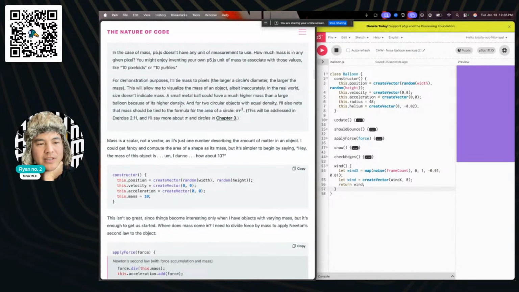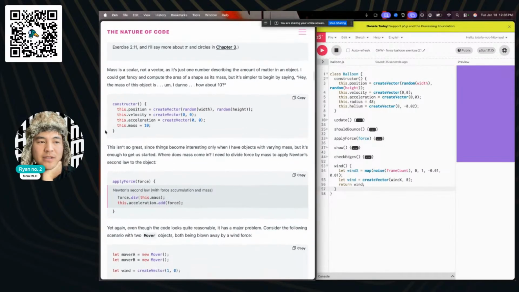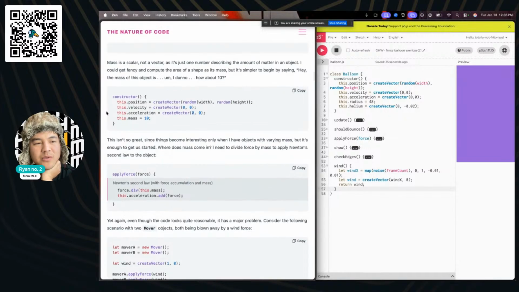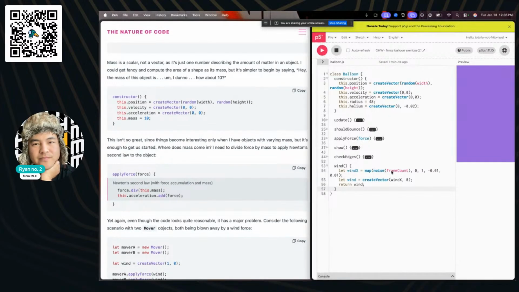That's also assuming that every single thing that we make within P5 is going to have the same density, but in real life, things can have different levels of density. That is fair. Mass is a scalar and not a vector. It is just one number describing the amount of matter in an object. It is simpler to begin by saying, hey, the mass of this object is just an arbitrary value. Okay, that is fair.